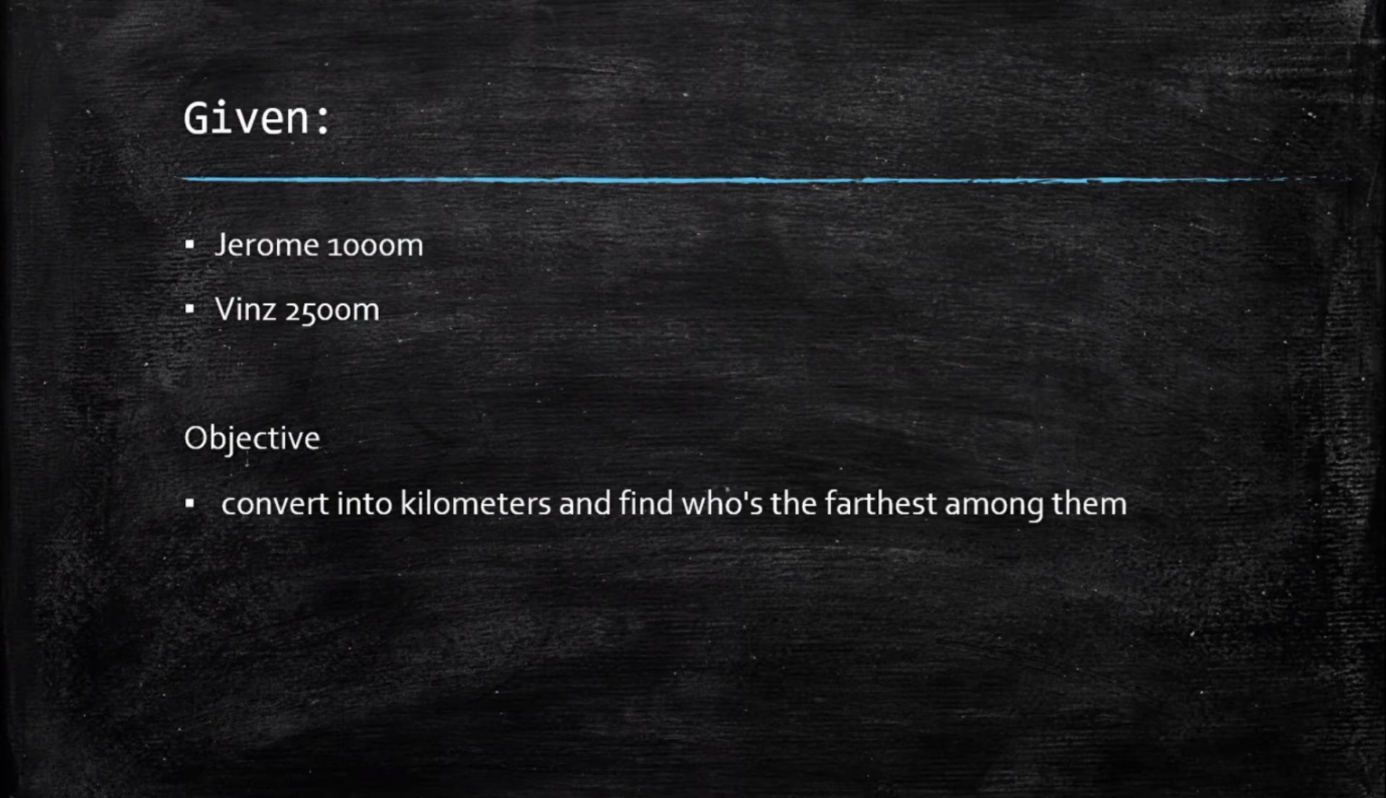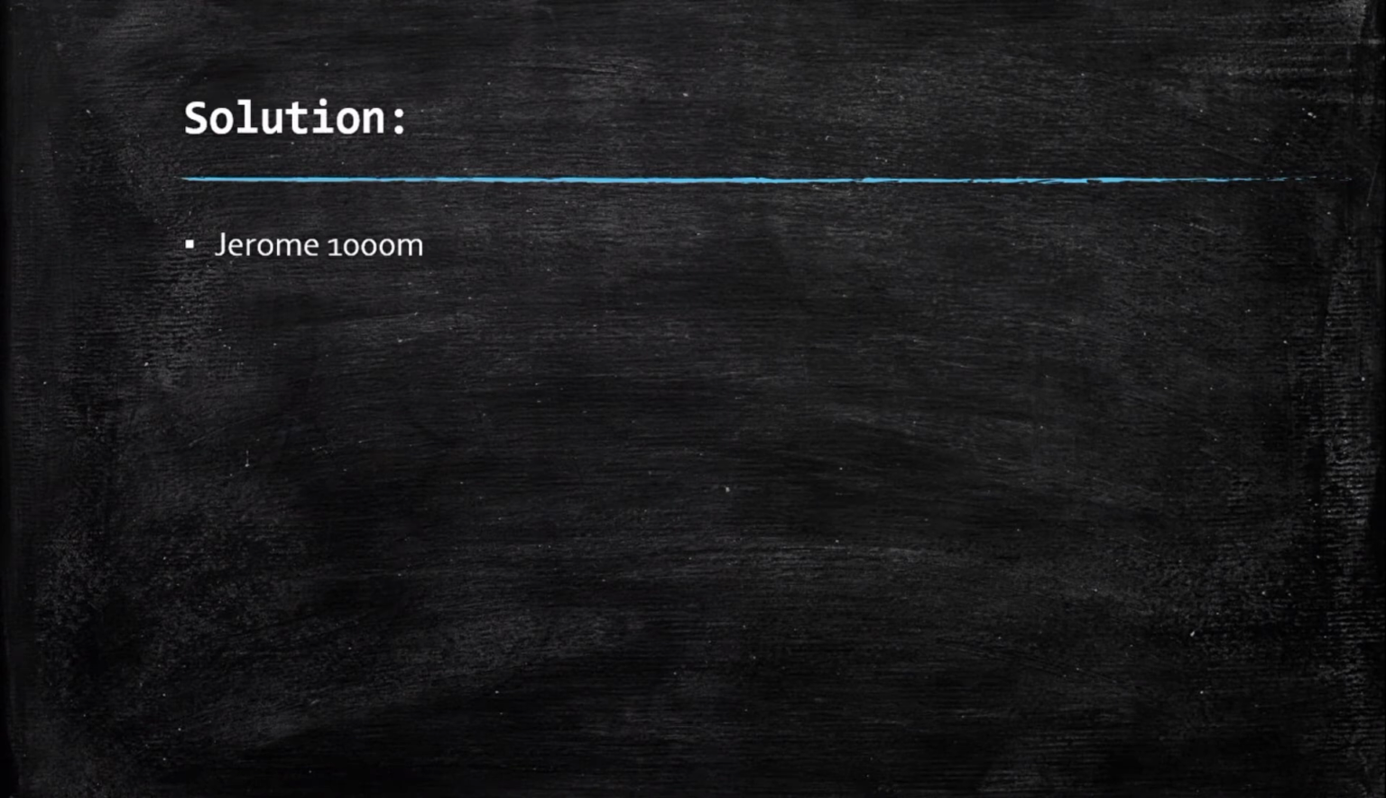So, ito yung mga given. Jerome, 1,000 meters. Vince, 2,500 meters. And our objective is to convert into kilometers and find who's the farthest among them. So, first, kay Jerome muna, which needed to walk at least 1,000 meters. And gagawin natin is i-convert natin siya in kilometers. At ito yung gagawin natin.